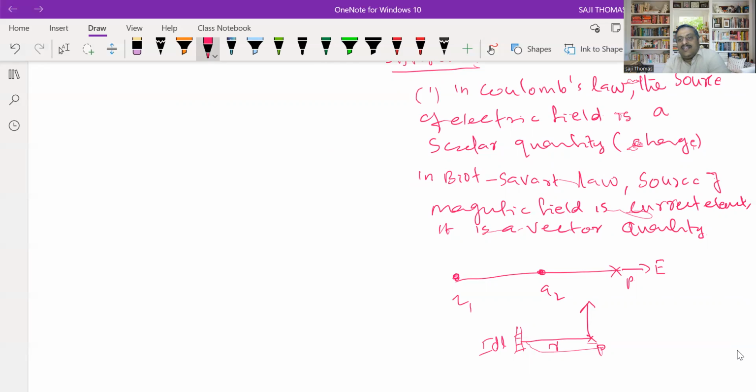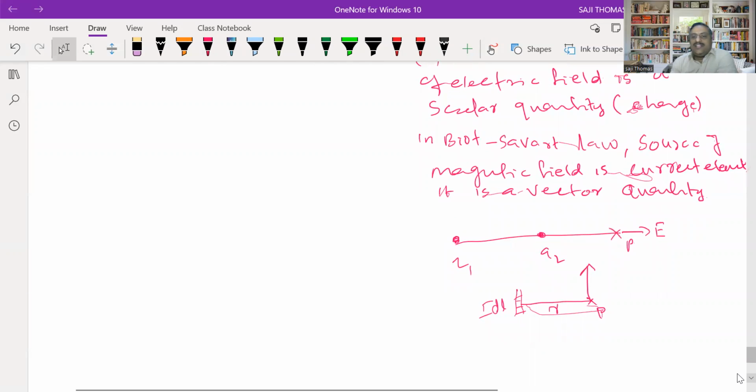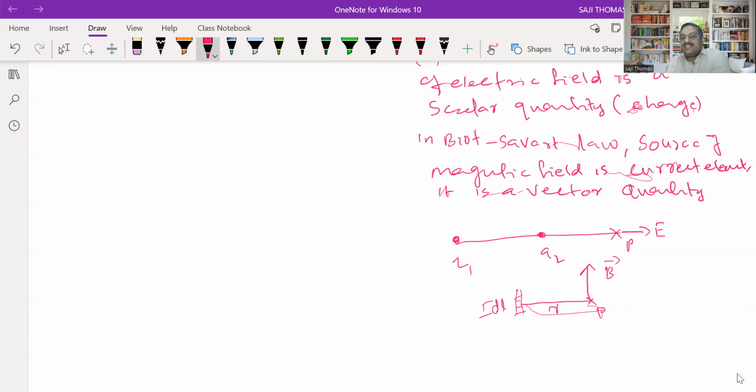Second difference: in Coulomb's law, electric field is along the line joining the charge and the point under consideration. But in the Biot-Savart law, magnetic field is perpendicular to the current element and the line joining the current element and the point under consideration. This is the second difference.